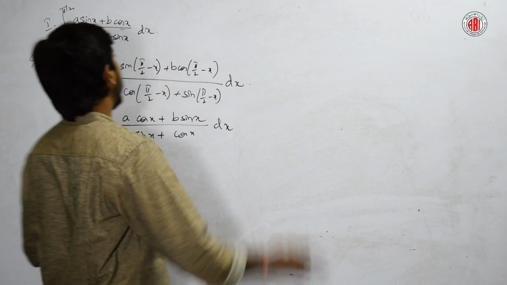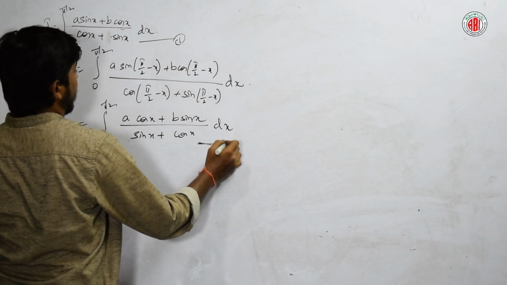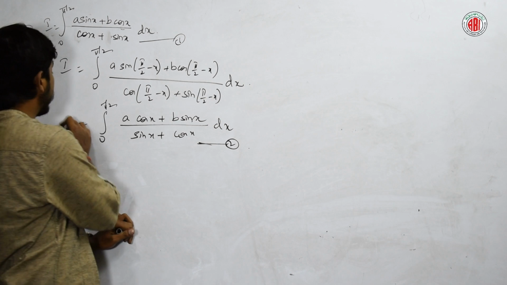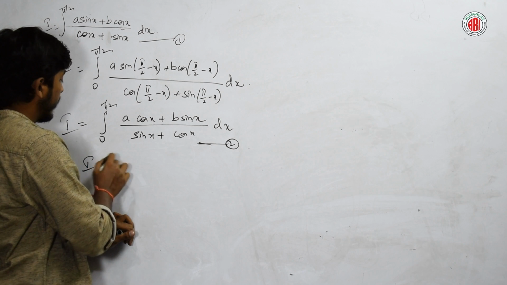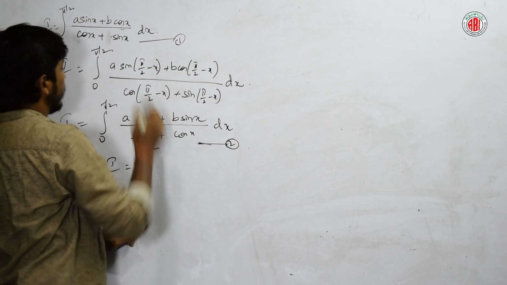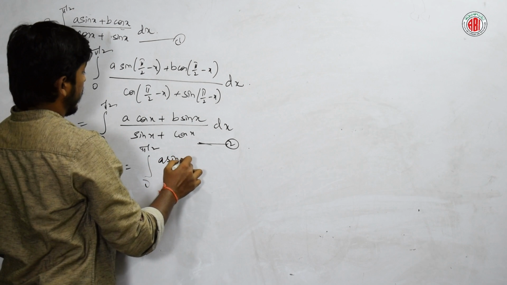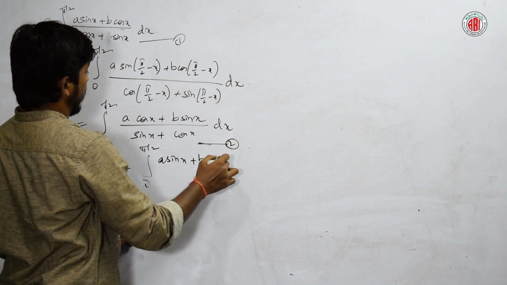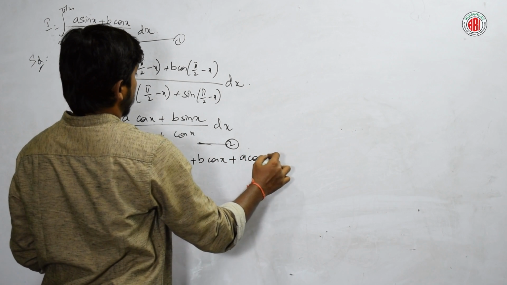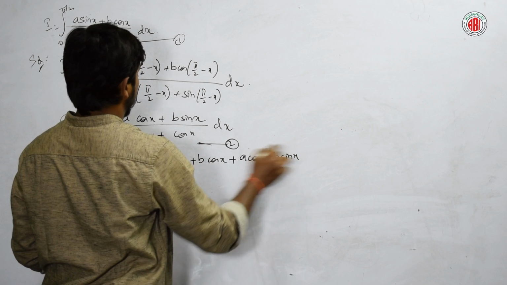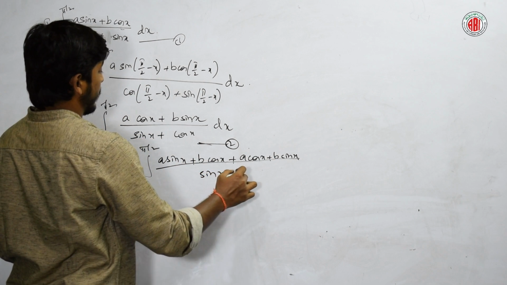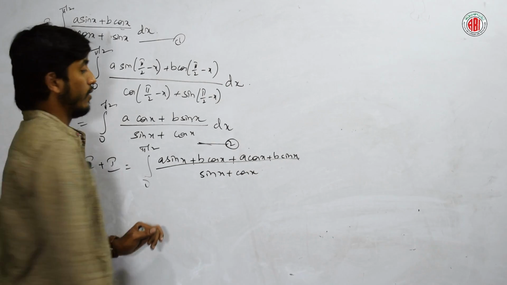Is it? Now let us add this term as well as this term. So we will get I plus I is equal to integral 0 to pi by 2. This term is a sin x plus b cos x plus here a cos x plus b sin x. For both the terms the denominator is sin x plus cos x whole dx.